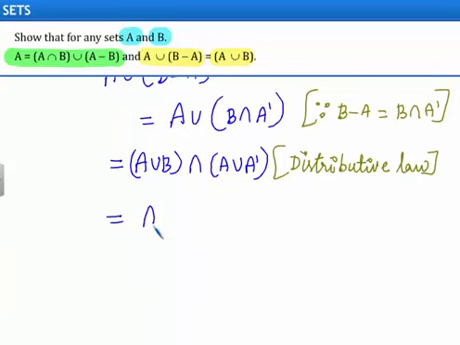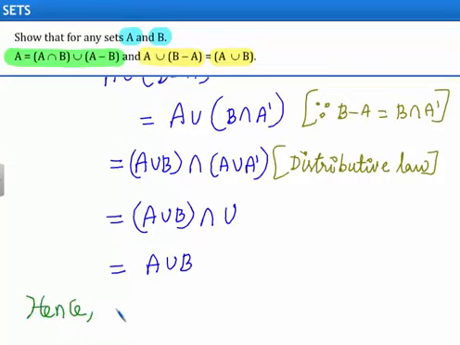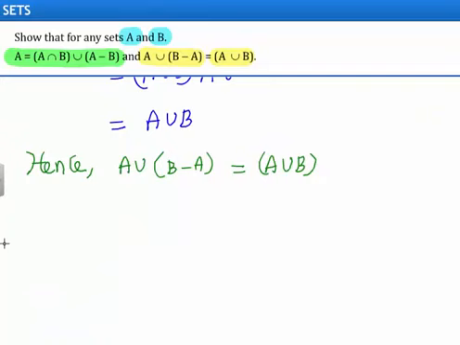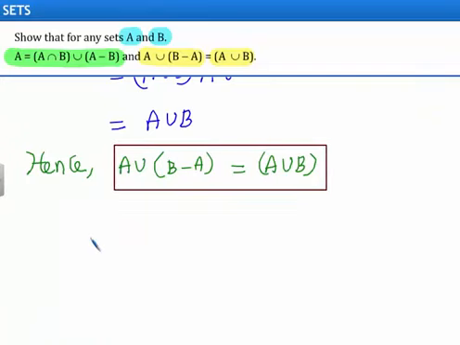This will be equal to A union B intersection... What is the union of a set and its complement? It is the universal set. So we get A union B intersection the universal set. This will be equal to A union B. Hence, A union B minus A is equal to A union B. With this, we come to the end of the solution.